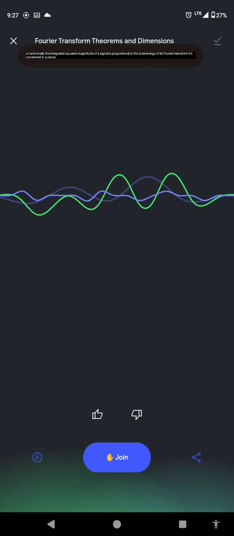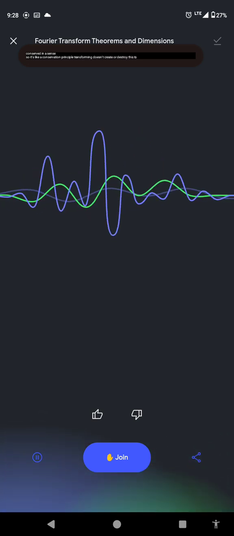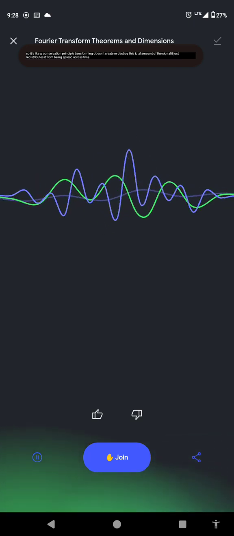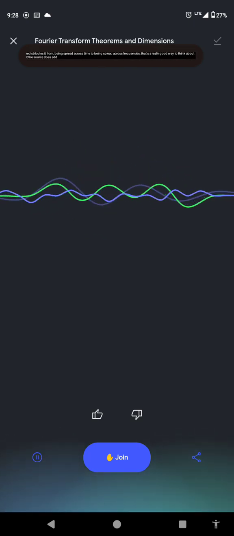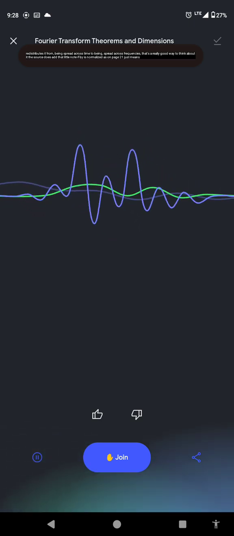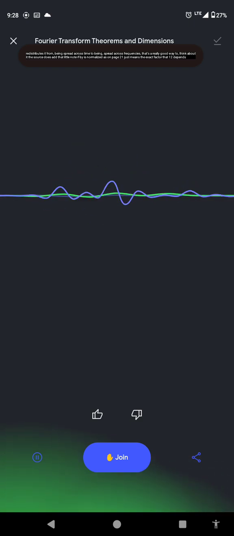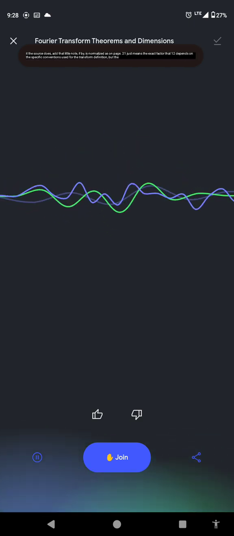So it's like a conservation principle. Transforming doesn't create or destroy this total amount of the signal. It just redistributes it, from being spread across time to being spread across frequencies. That's a really good way to think about it. The source does add that little note: if pi is normalized as on page 21, this means the exact factor, that 1/2π, depends on the specific conventions used for the transform definition. But the core idea, the conservation, holds true.